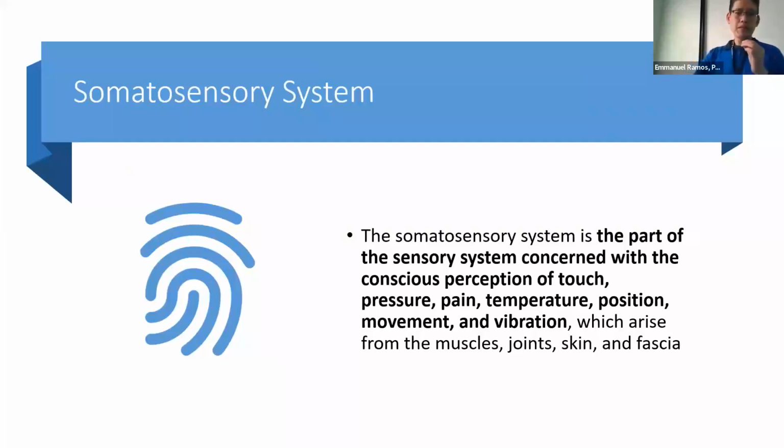Next one is the somatosensory system. The somatosensory system is part of the sensory system concerned with the conscious perception of touch, pressure, pain, temperature, position, movement, and vibration, which arises from the muscles, joints, skin, and fascia.